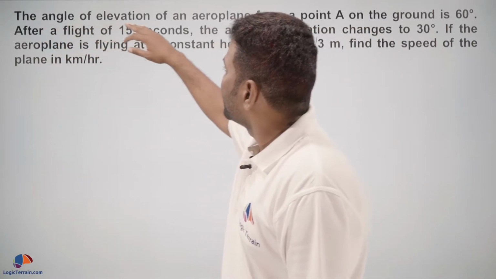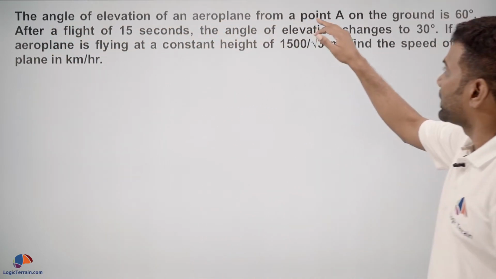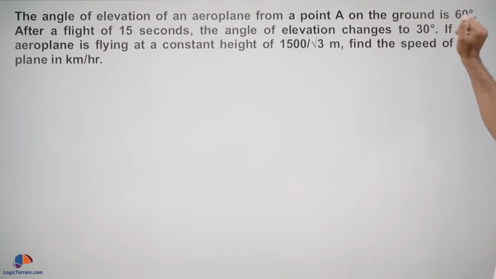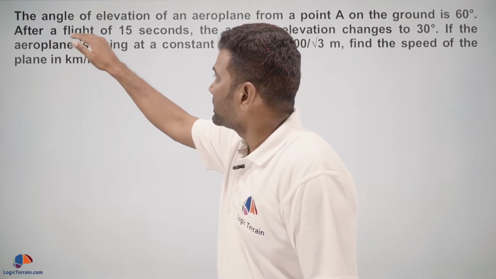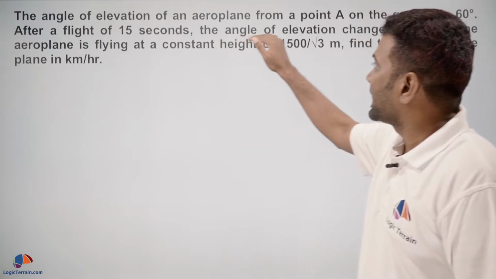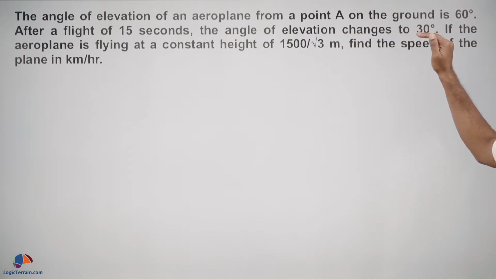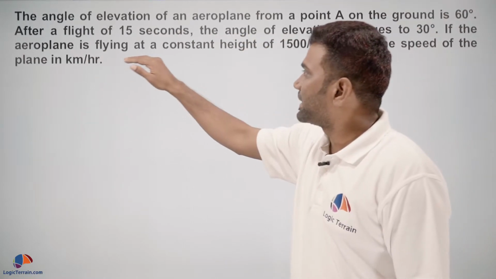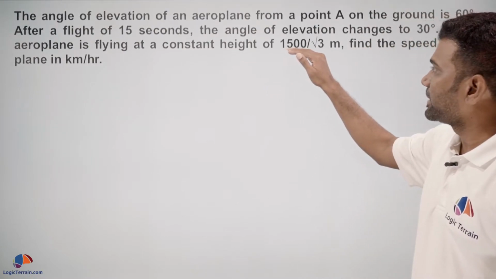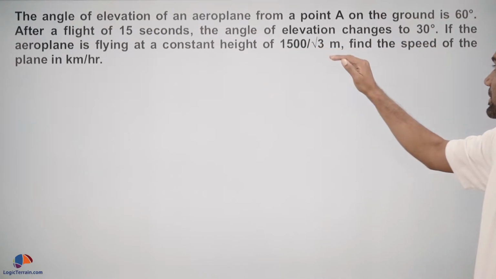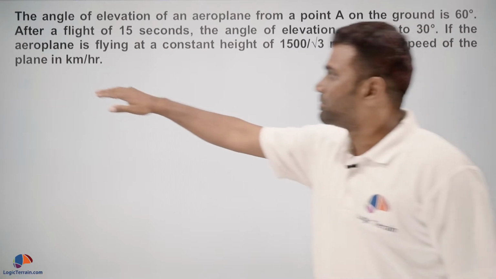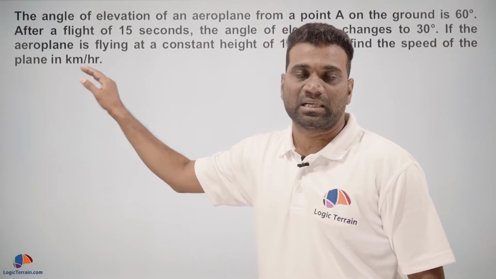The angle of elevation of an aeroplane from a point A on the ground is 60 degrees. After a flight of 15 seconds, the angle of elevation changes to 30 degrees. If the aeroplane is flying at a constant height of 1500 upon square root 3 meters, then find the speed of the plane in kilometer per hour.